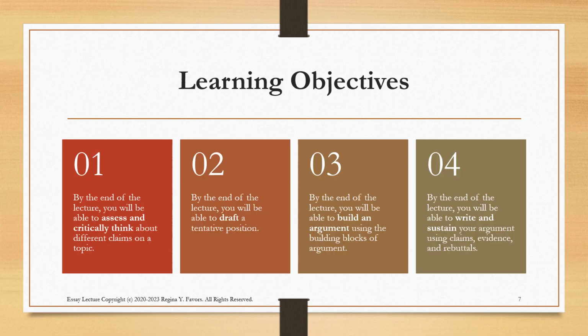So your learning objectives: by the end of the lecture, you will be able to assess and critically think about different claims on a topic. 2, by the end of the lecture, you will be able to draft a tentative position. 3, by the end of the lecture, you will be able to build an argument using the building blocks of argument. And then 4, by the end of the lecture, you will be able to write and sustain your argument using claims, evidence, and rebuttals.